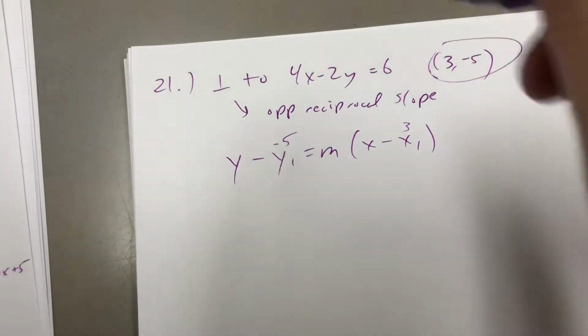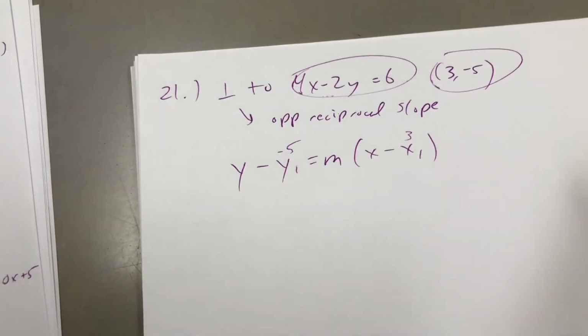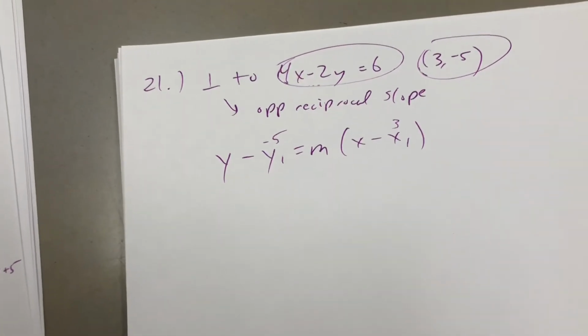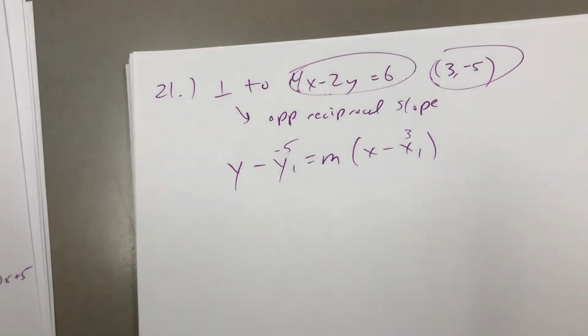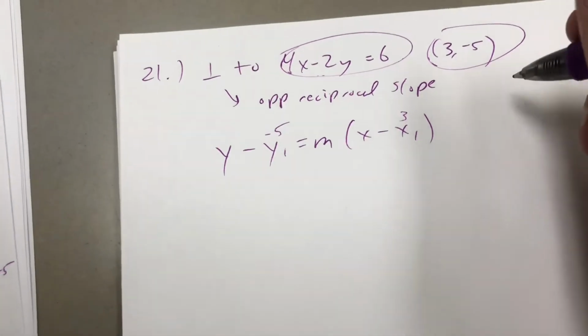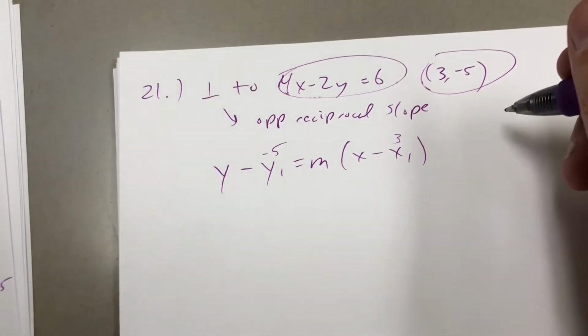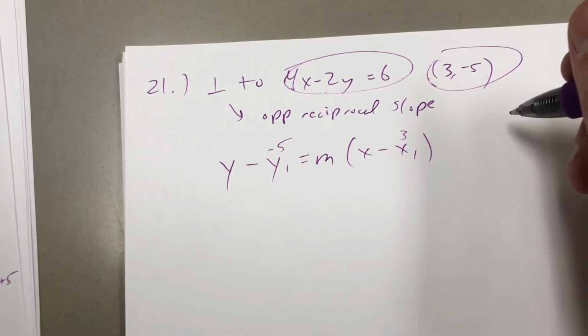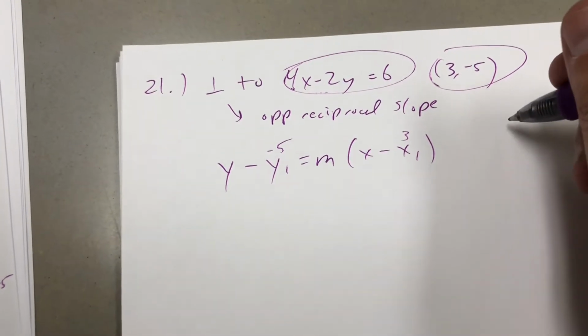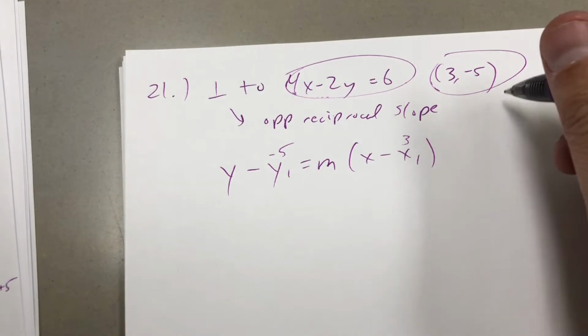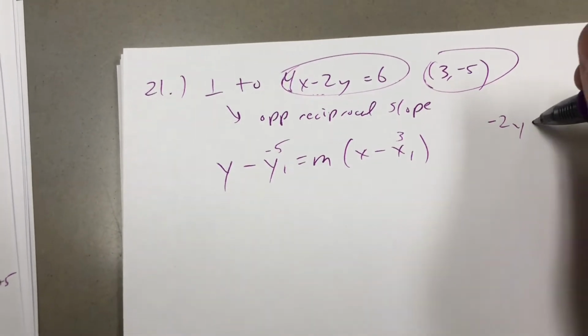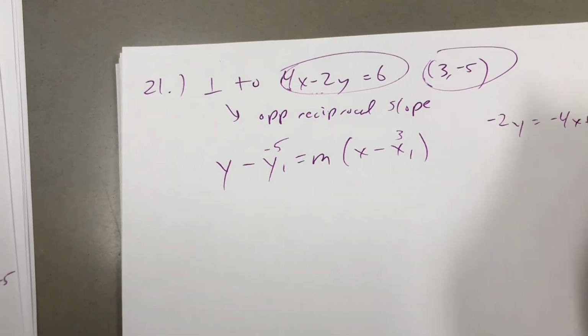Well, where am I going to get a slope? I can get the slope of this equation, and then remember, I want the opposite reciprocal slope since I'm looking for the perpendicular line. So probably going to put this in slope-intercept form. I guess you could graph it and try to count the slope. But anyway, I'm going to subtract 4x from both sides. So that would be negative 2y is equal to negative 4x plus 6.